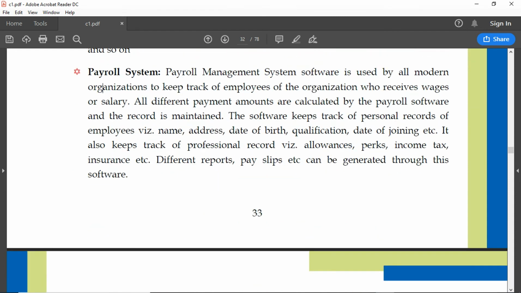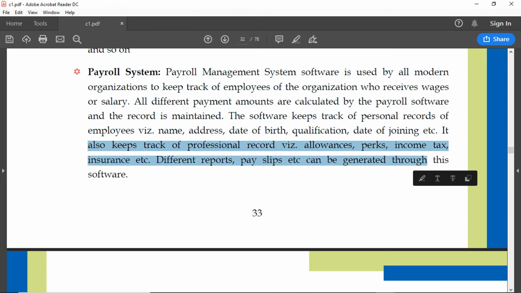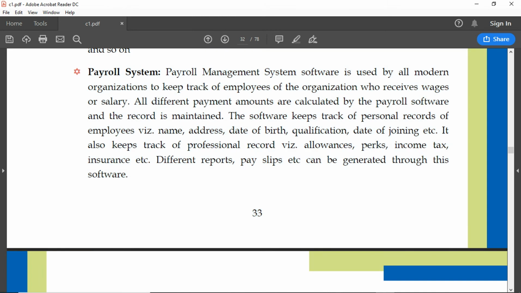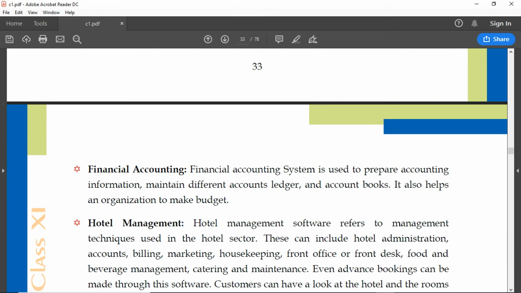Payroll system. Payroll management system software is used by all modern organizations to keep track of employees of the organization who receive wages or salary. All different payment amounts are calculated by the payroll software, and the record is maintained. The software keeps track of personal records of employees, viz. name, address, date of birth, qualification, date of joining, etc. It also keeps track of professional records, viz. allowances, perks, income tax, insurance, etc. Different reports, pay slips, etc. can be generated through this software.